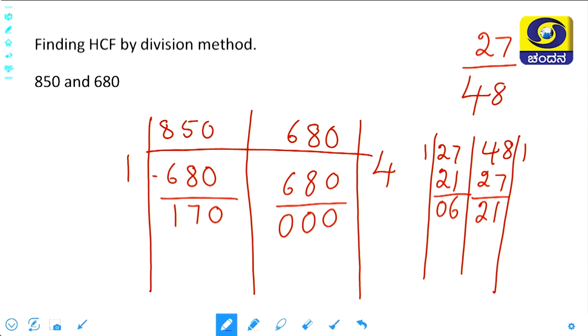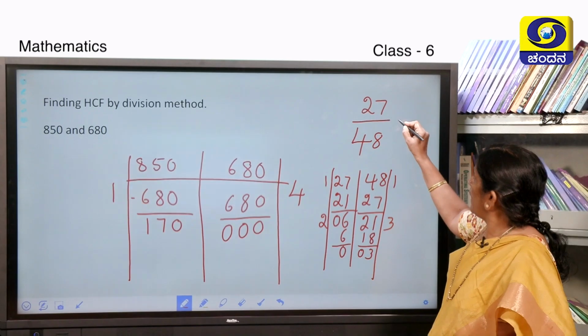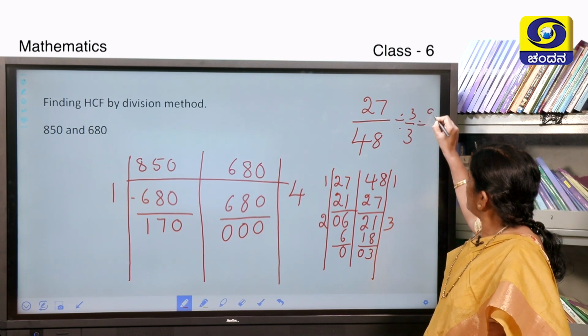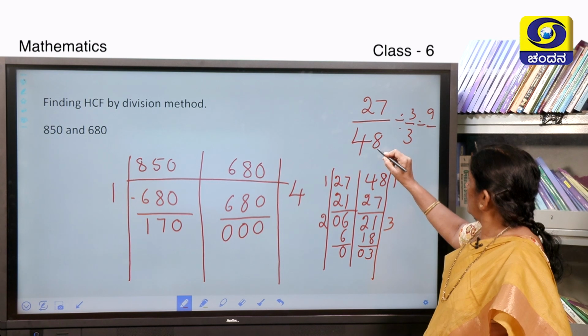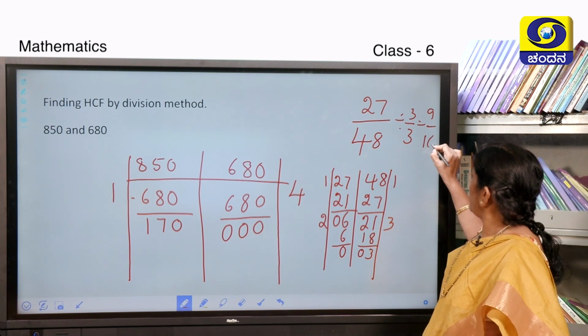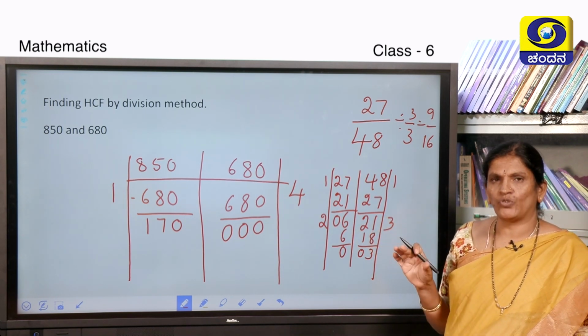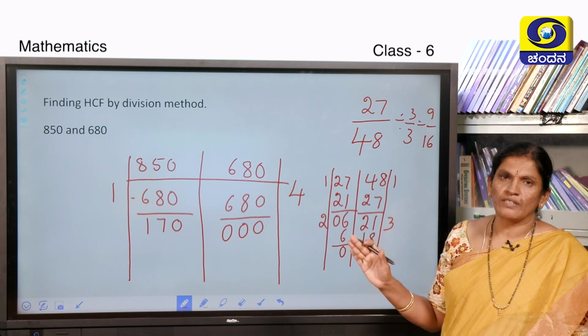Again 6 3s are 18, 11 minus 8, 3, here 1 minus 1, 0, 3 2s are 6, remainder is 0. So, 3 is the HCF here. From this 3, we can divide 27 by 3, that is 3 9s are 27, 48 by 3, 3 16s are 48. 9 by 16 is the answer. So, this division method we can use while simplifying fractions into simplest form.